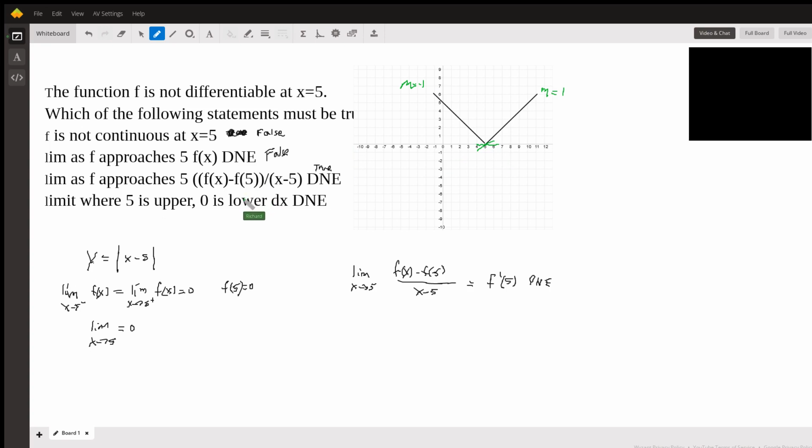And now this last one, I don't know exactly what they're getting at here, where limit where 5 is upper and 0 is lower dx. I'm not sure what that means, so I can't really help with that one. But the rest of these parts are fairly straightforward, fairly classic calculus. I'm not sure about this last one, so I apologize for that. Anyway, that's it for this problem. I hope this helps you.